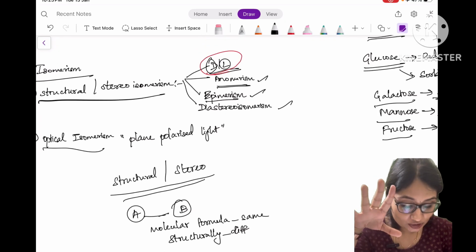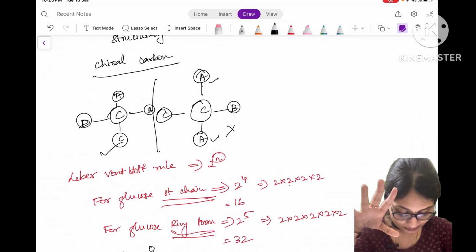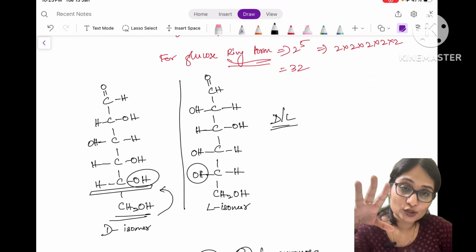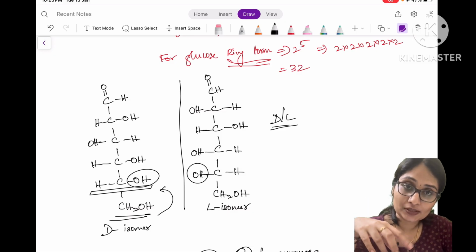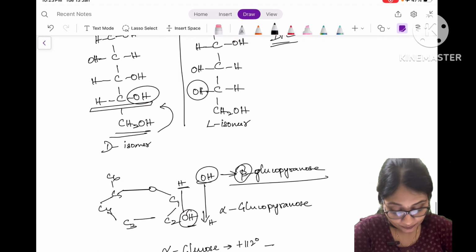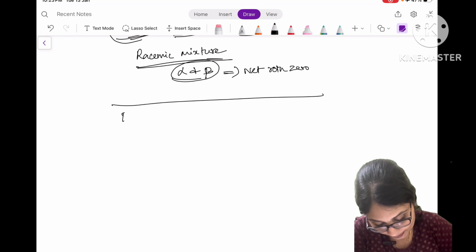Initially, when we discussed D and L isomers, the capital D and capital L isomers, the D isomer and the L isomer were complete mirror images of each other. But here in epimerism, the difference in H and OH is with regard to only one carbon atom and not in entirety. Fine. So that is about epimerism.